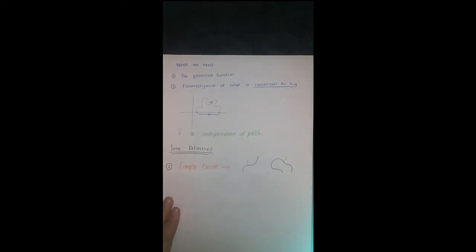So let's get some definitions of different types of curves. Let's start with a simple curve. A simple curve basically just means that it doesn't cross itself. So that would be like this curve and that curve. But these two curves cross themselves.